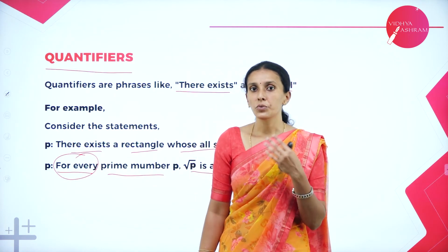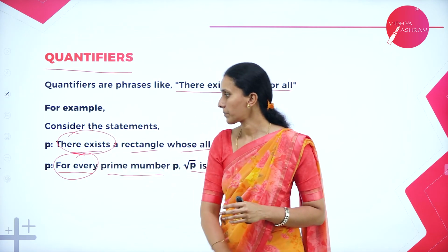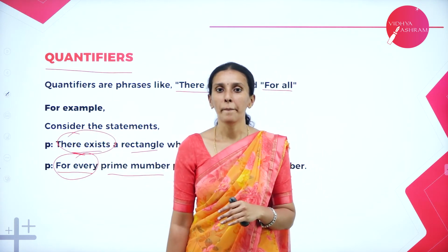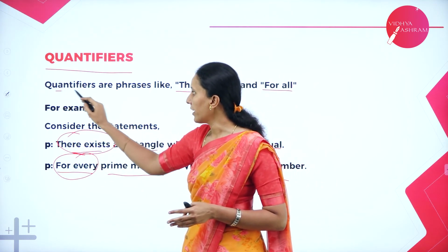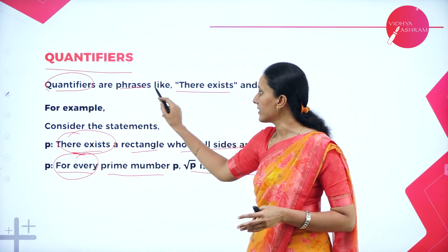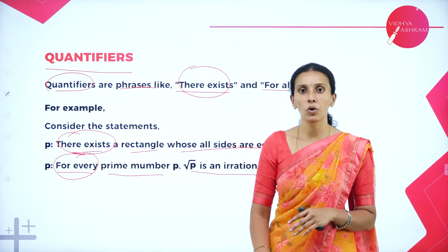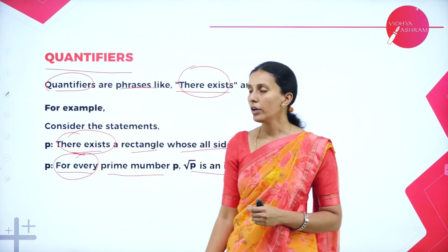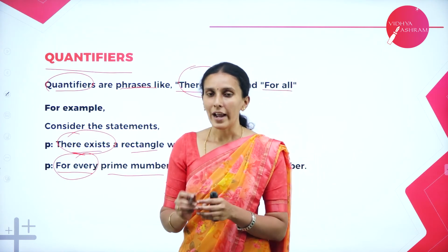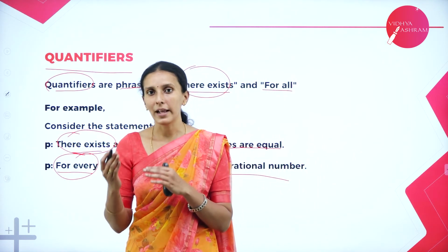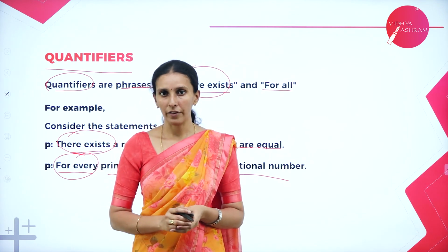So the sentences which start with or include these two phrases are also called mathematical statements, and these two phrases are called the quantifiers. Phrases means words which combine two or more words. So therefore, there exists and for all are used for stating a mathematical statement in mathematics, and they are also called quantifiers.